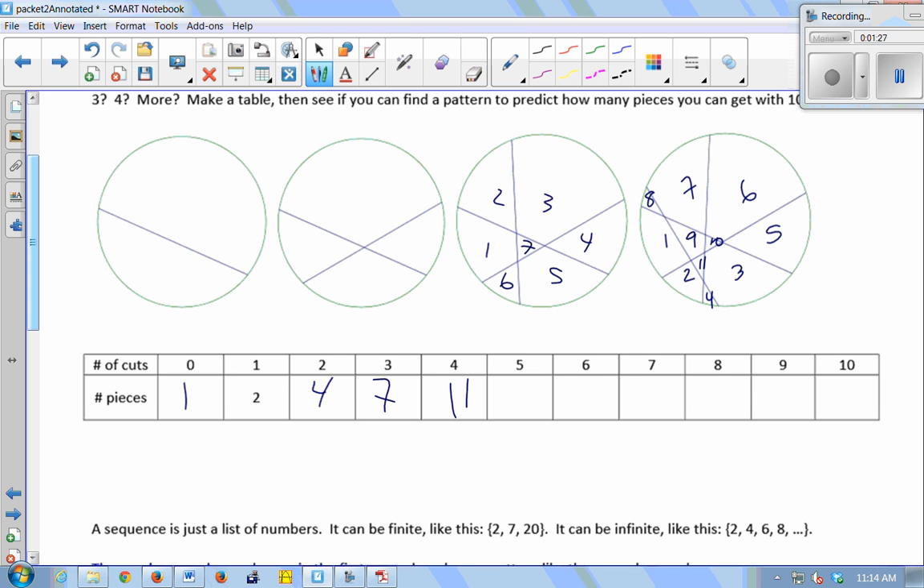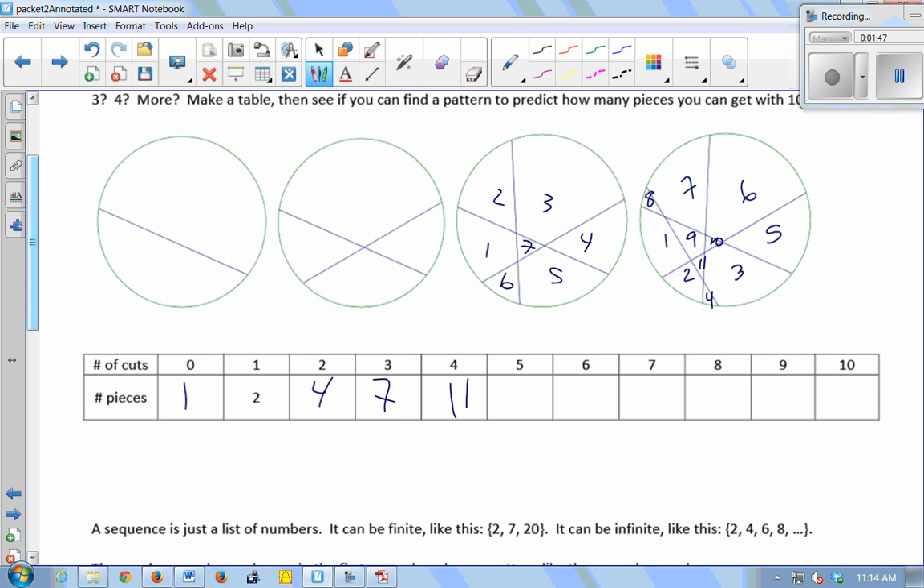So I have a sequence of numbers, right? The number of pieces I can get when I increase the number of cuts by 1, right? From 0 to 1, or 1 to 2, or 2 to 3, or 3 to 4. My sequence of numbers of pieces that I can get is 1, 2, 4, 7, 11. And so maybe there's some kind of pattern here.